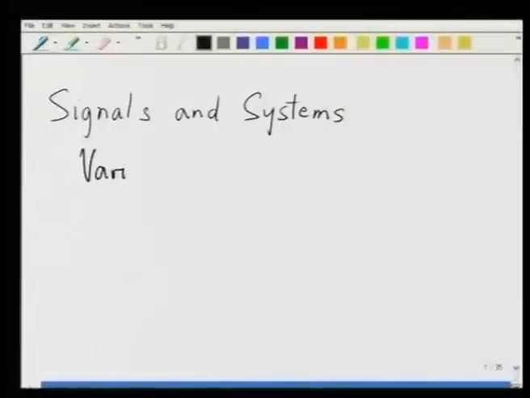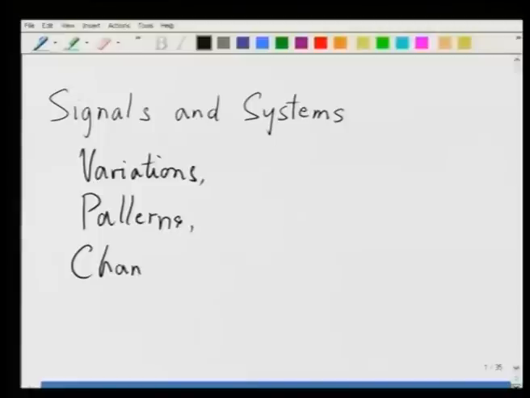Signals are variations. Signals can be understood as patterns. Signals are changes of any kind with respect to space or with respect to time or with respect to both. So, signals in general are changes of something.